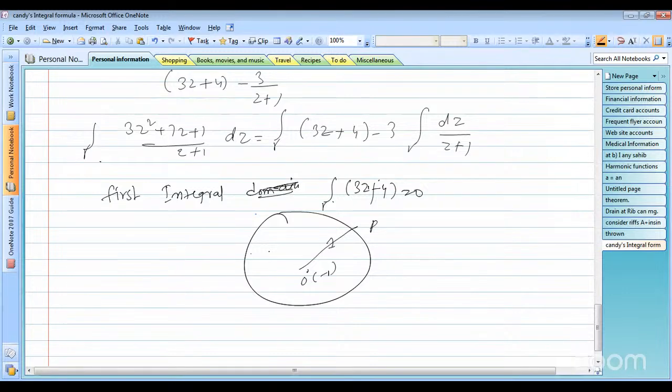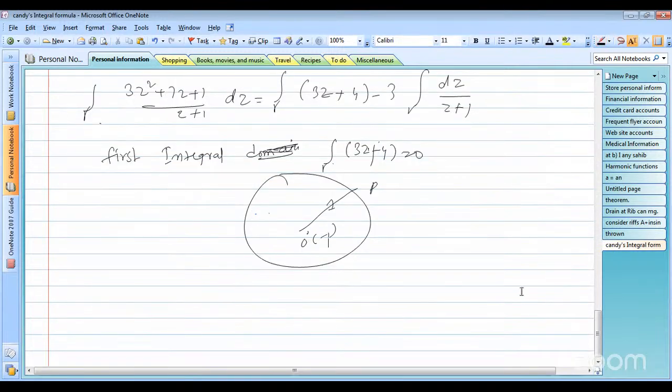By Cauchy's integral theorem, the only integration part left is dz by (z minus (minus 1)), that is dz by (z plus 1), which is equal to 2 pi i. Here f(z) is equal to 1 and f(minus 1) is equal to 1, since the point minus 1 lies in the interior of gamma.